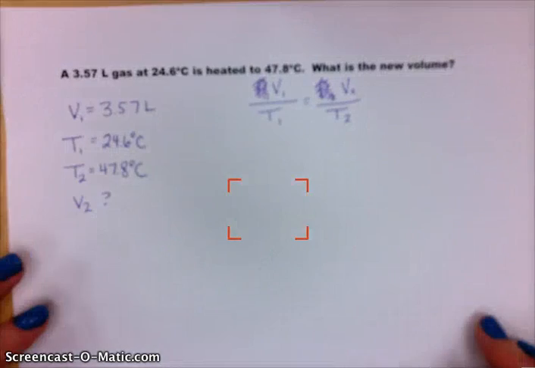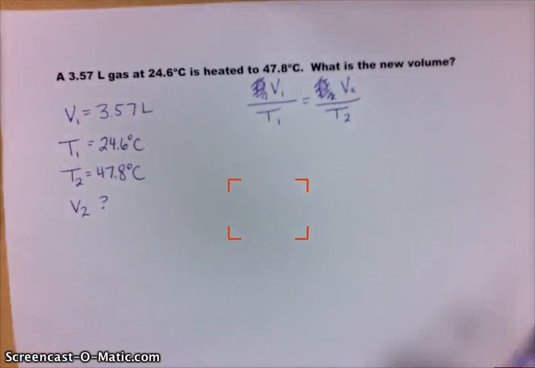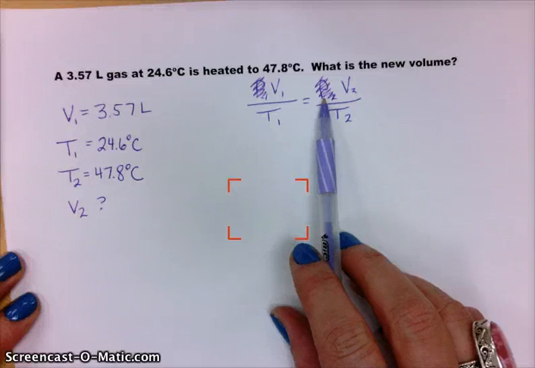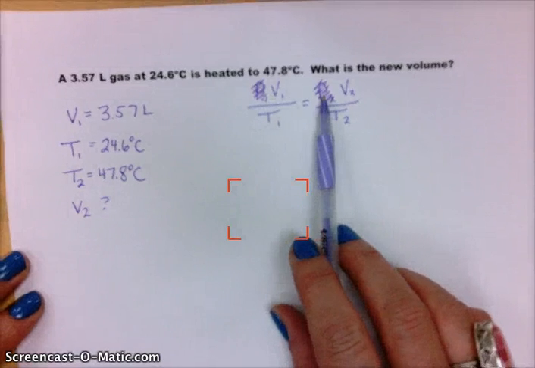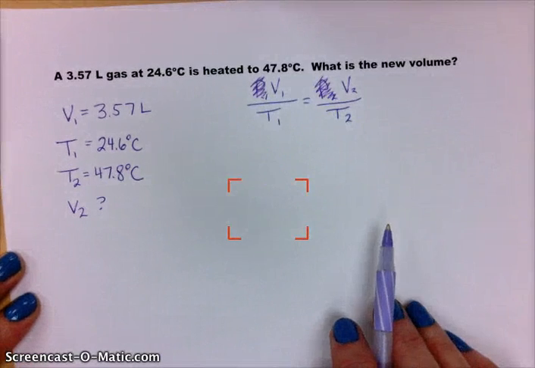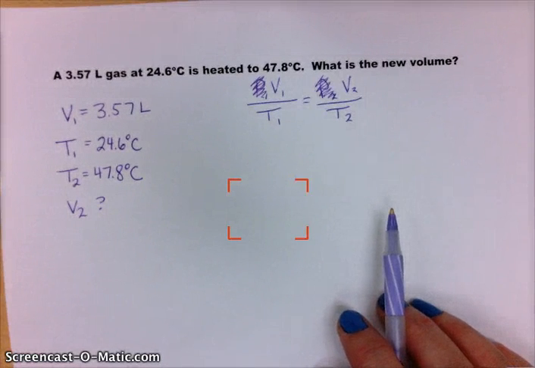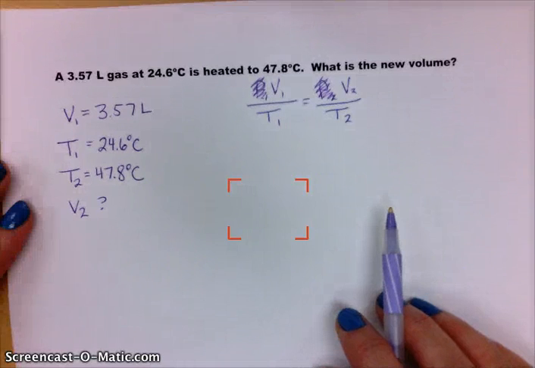Sorry, it's not focusing. There we go. So I've canceled out my P1 and P2, assuming pressure stayed the same. Multiplying both sides by the same number won't change anything. So pressure 1 and pressure 2 are now gone. So we only have volumes and temperatures in this problem.